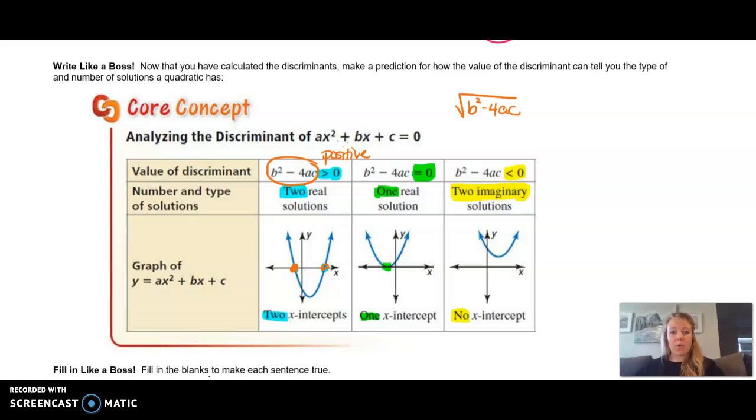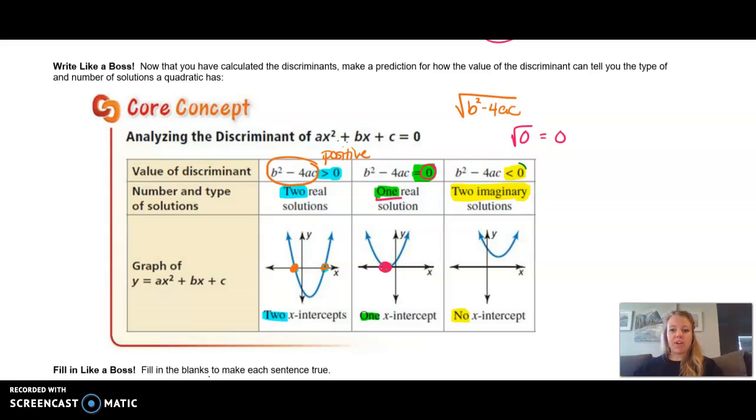When I look at the second one, b squared minus 4ac, if that's equal to 0, think the square root of 0 is just 0. It's not positive or negative 0 because it's not positive or negative. So we just have one real solution, one spot. Think 0, 1, right? They both kind of have the O. Try to remember it that way.